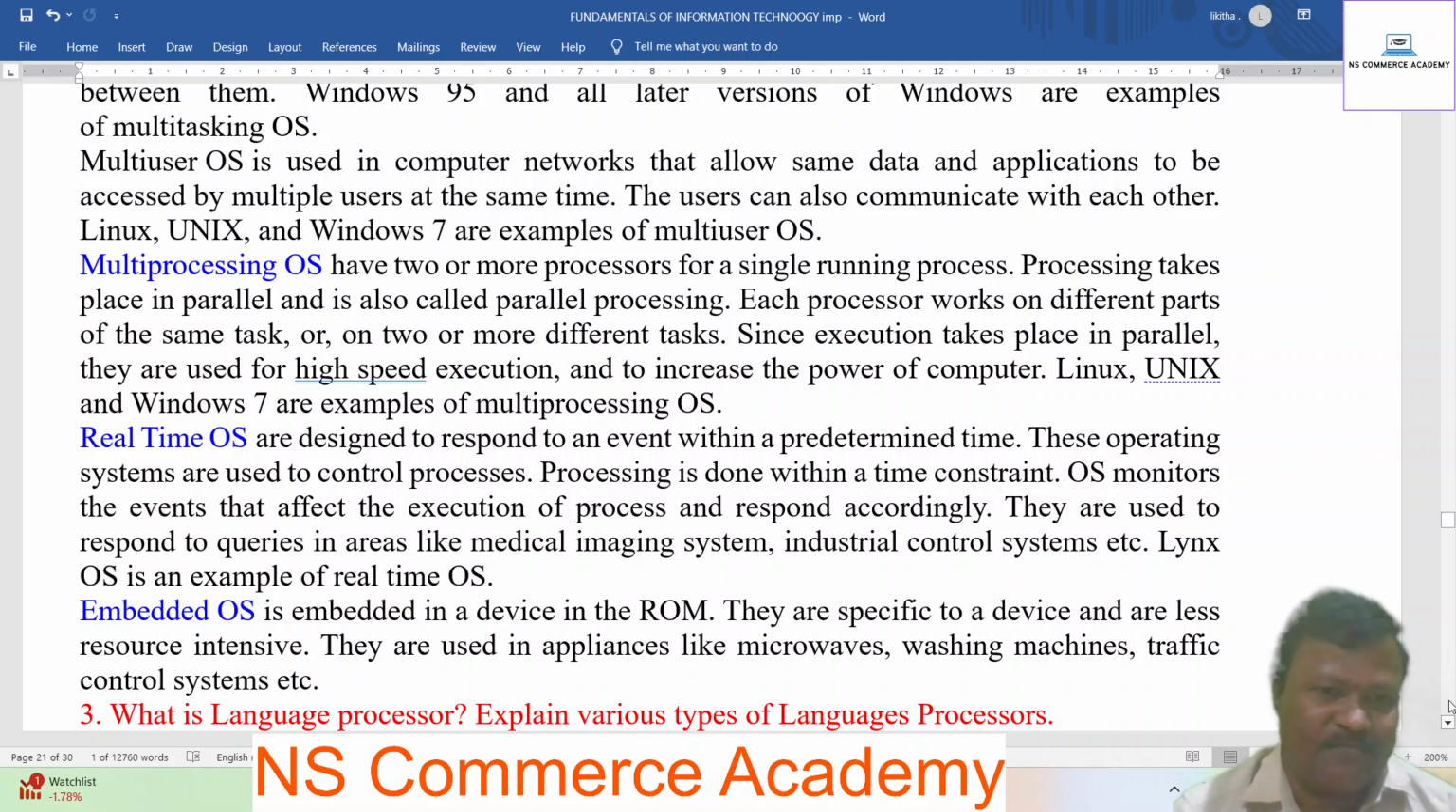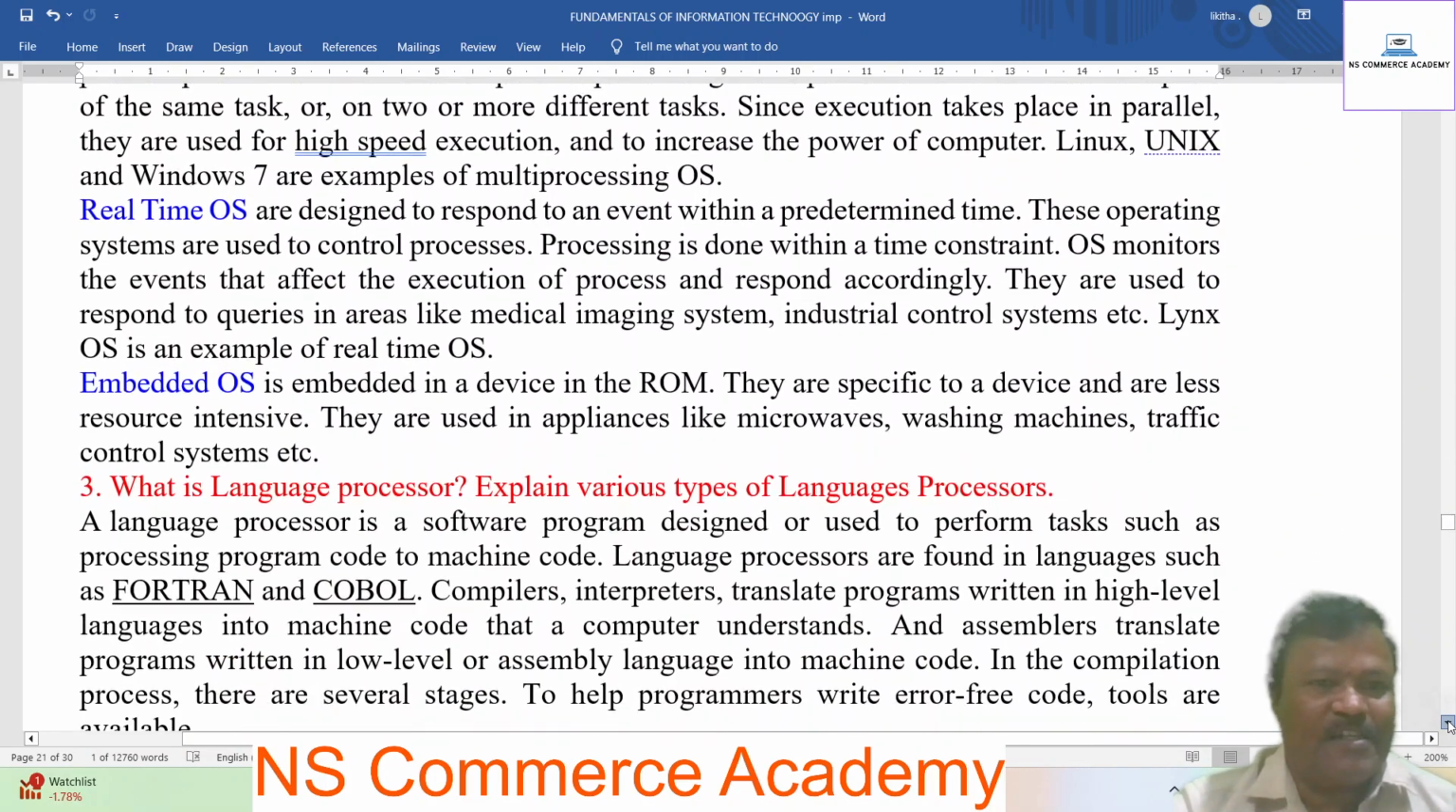Next, real-time operating systems are designed to respond to an event within a predetermined time. These operating systems are used to control processes. Processing is done within time constraints. The operating system monitors the events that affect the execution of the process and responds accordingly. They are used to respond quickly to queries in areas like medical imaging systems, industrial control systems, etc. Linux is an example of a real-time operating system.